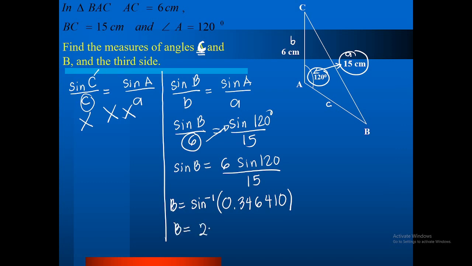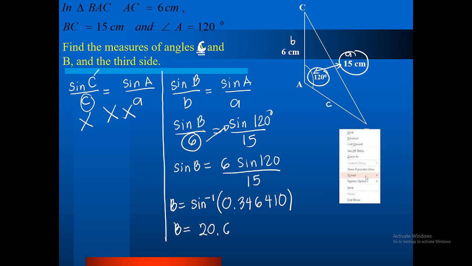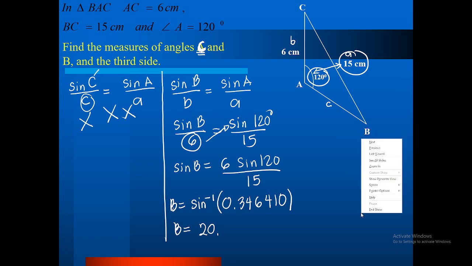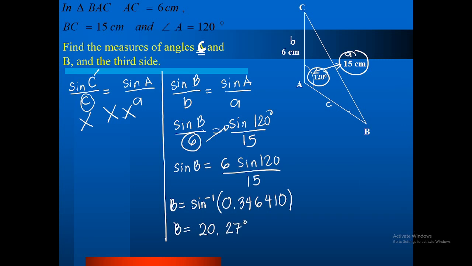20 point, how much? Round off. 20.26 or 27? Okay, there you go. It should be 20.27. There you go. So, this is angle B. So, angle B is 20.27. Now, since we already have 2 angles, class, we have 120 and 20.27.